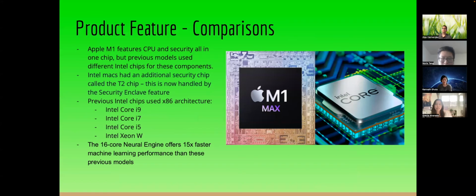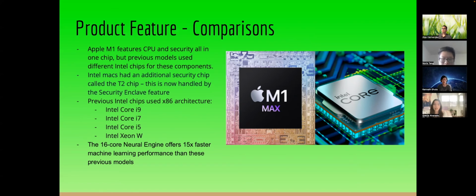And lastly, we have a few comparisons of the M1 versus previous Intel processors that were used in Macs. Some features in the M1, like the CPU and Secure Enclave, are now both found on this one chip, but previously models used different Intel chips for these 2 components. The Secure Enclave component on the M1 used to be called the T2 chip on Intel Macs, which is separated from the processor Intel chip.